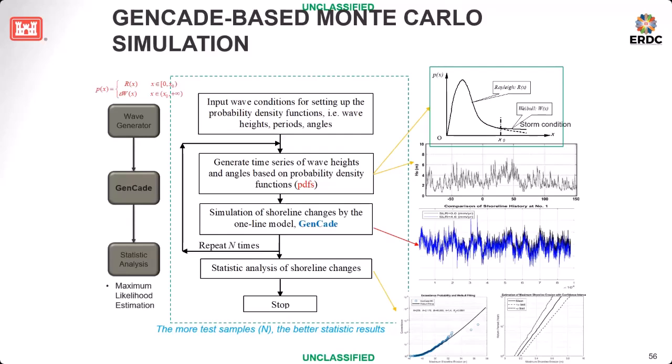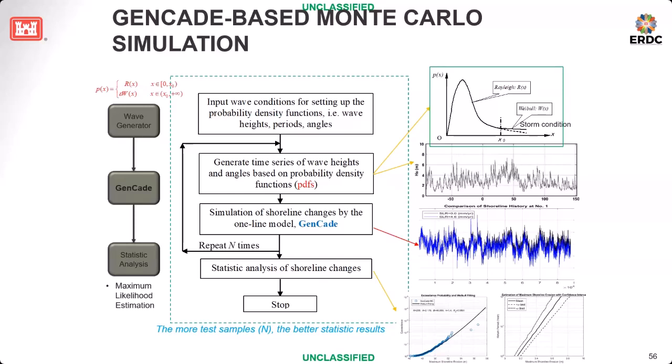If your wave samples have good representative features of the waves at the site, then you will have a much more reliable estimation of uncertainty and risk.